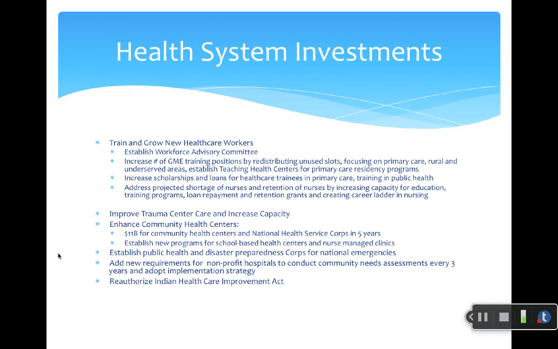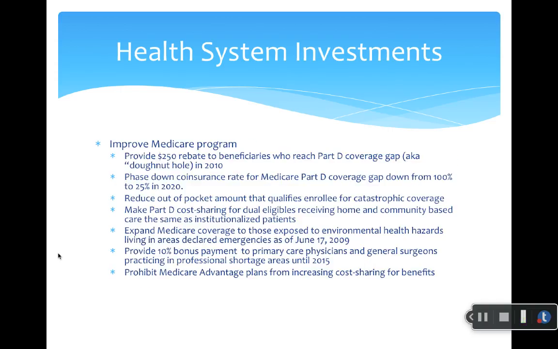And so providing ways of incentivizing people to go into primary care and public health has been a big aspect of this. Also providing significant funding for community health centers and public health initiatives to really make those preventative services and primary care services much more robust than they had been in the past.